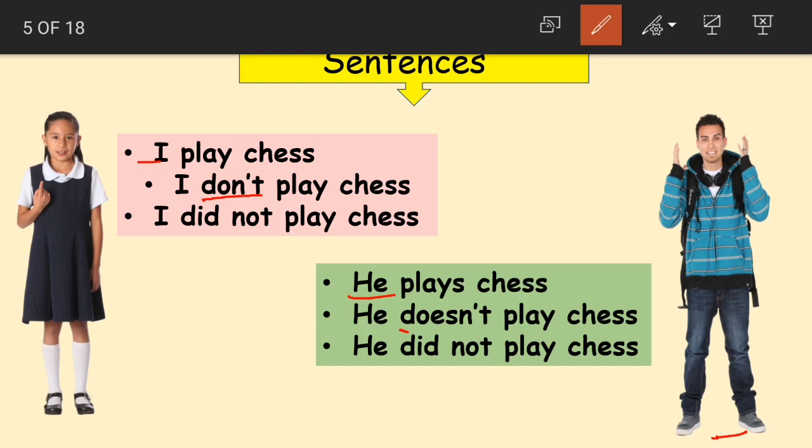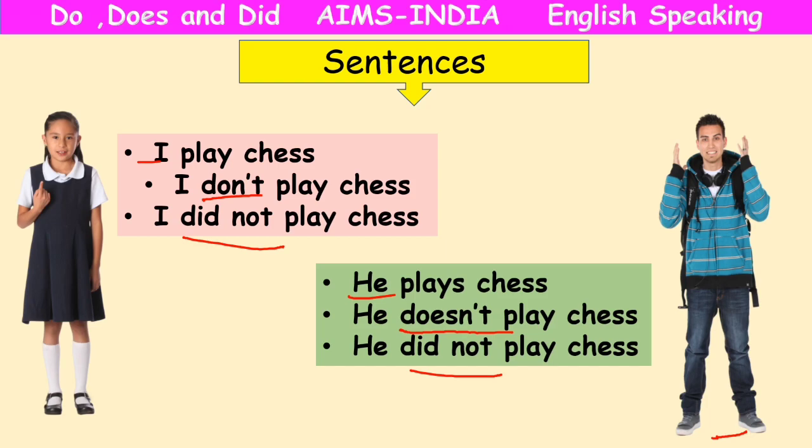He has come, we have used does not. But in the past tense, did not is common for both. I did not play chess. He did not play chess. Okay, children? Clear? Clear for you? Yes. So, like this you have to remember.